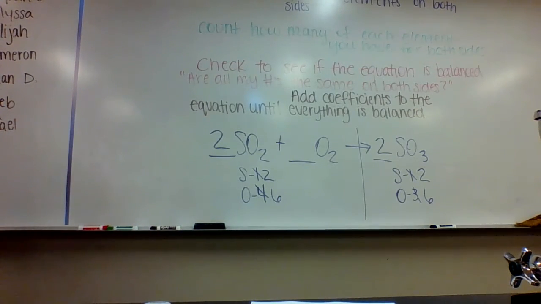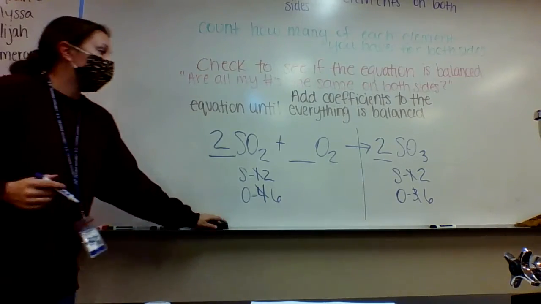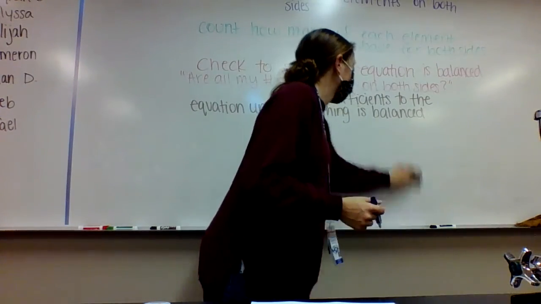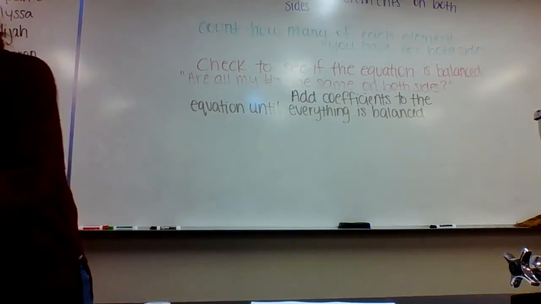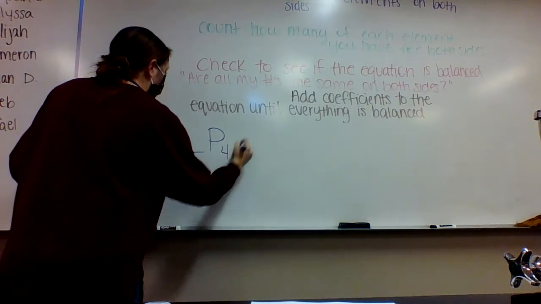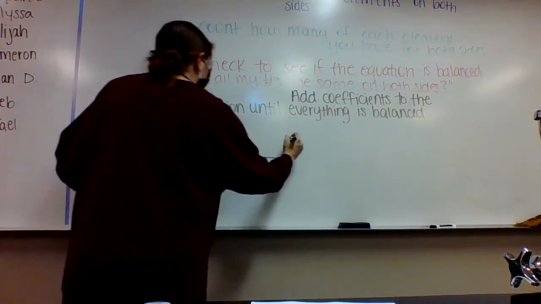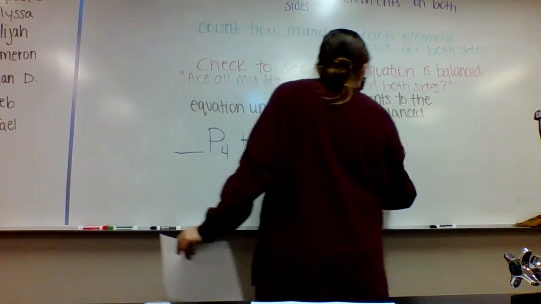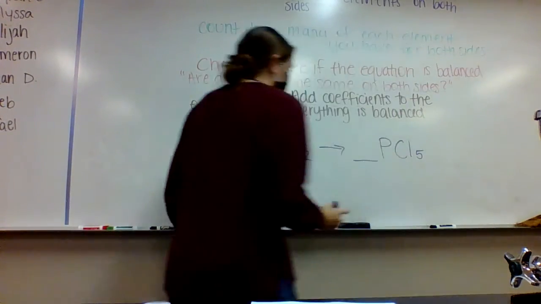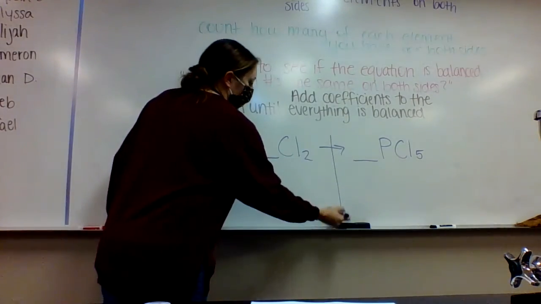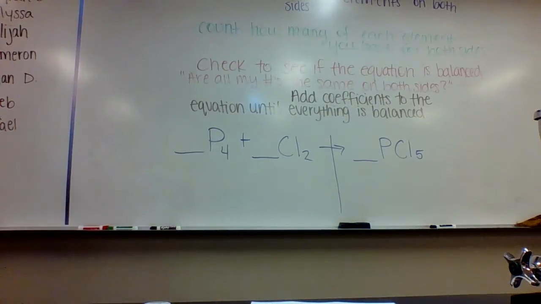You'll see how that works? Sometimes you have to go back and forth like that. Okay? Let's do one more, and then I'm going to let you work on the worksheet on your own. So P4 plus Cl2 yields PCl5. Okay, this one's kind of weird. There's a lot going on, but we're going to keep following those same steps.